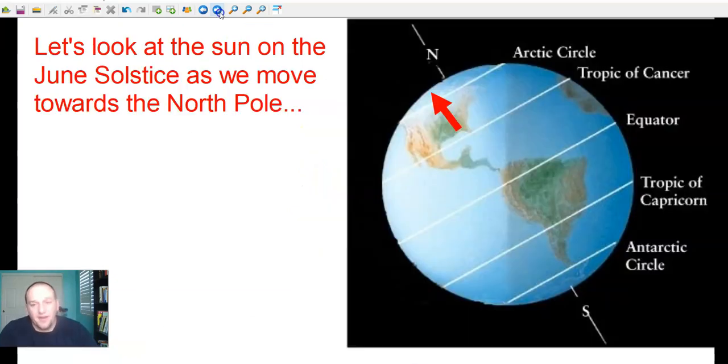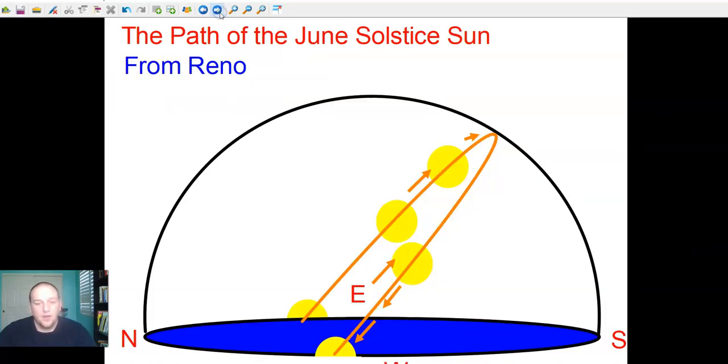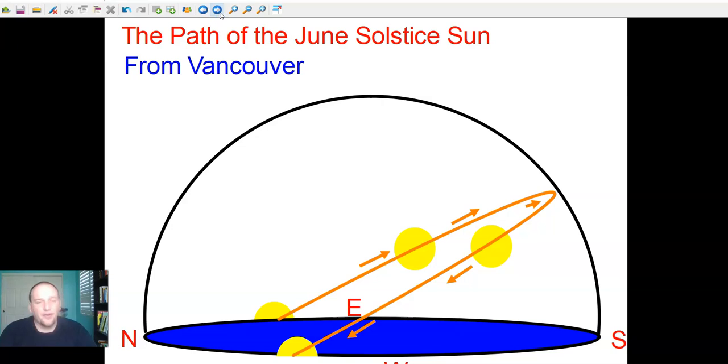The other thing we can do, again, is go north from our location in Reno and see what happens to the June solstice sun. Again, here's our June solstice sun from Reno. If we work our way north, unsurprisingly, that path starts dropping down. Now, one thing you should notice here, though, is not only is it dropping down, but it's also increasing the time above the horizon. For someone in Vancouver, their sun doesn't go very high in the sky on the June solstice. But what it does do is it stays up way longer than it does down.